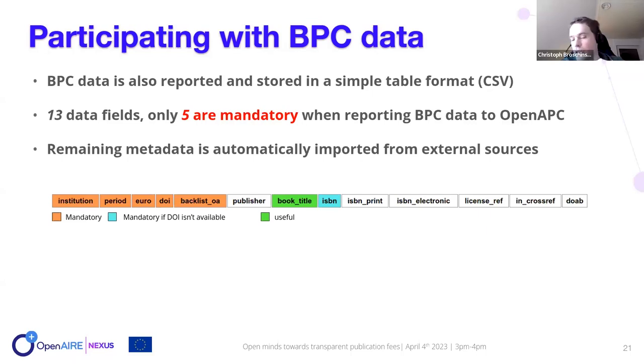And then we have this field. This is special for open access books. It's the backlist OA field. It tells us if this book in question was already open access from the beginning when it was published, or if it became open access later because someone freed it by paying the BPC retroactively. In most cases, the book is open access from the beginning because the BPC is paid right after publication, but there may be some cases where it's not.